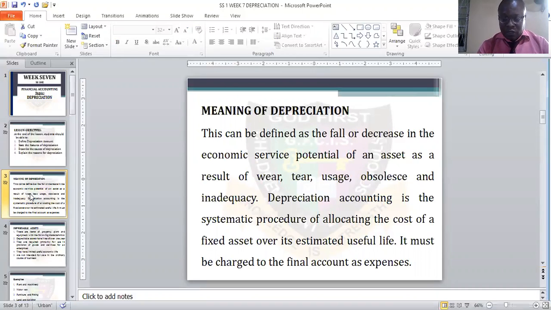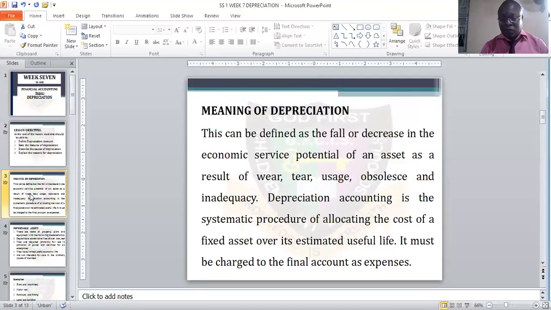that can make these assets reduce in value. So depreciation accounting is a systematic procedure of allocating costs. If you're an accountant, there is need for you to allocate the cost of a fixed asset over its estimated useful life, and it must be charged to the final account as an expense.